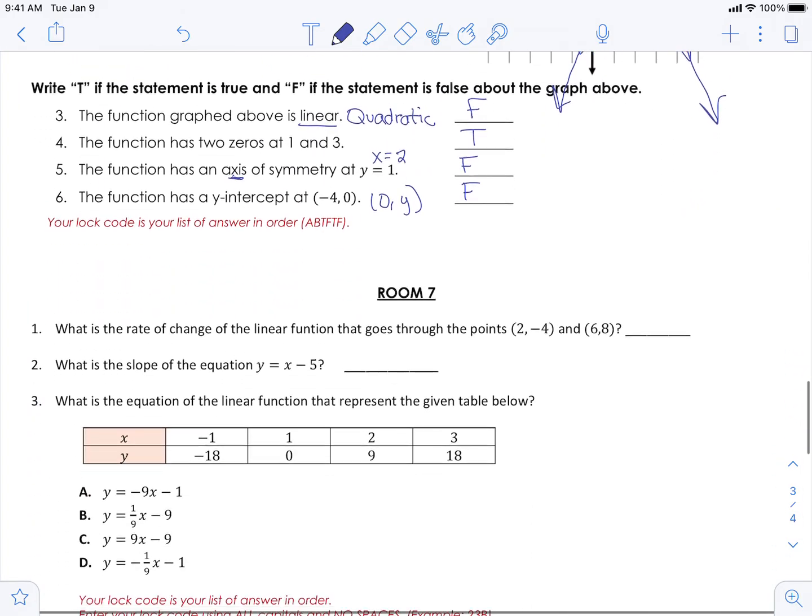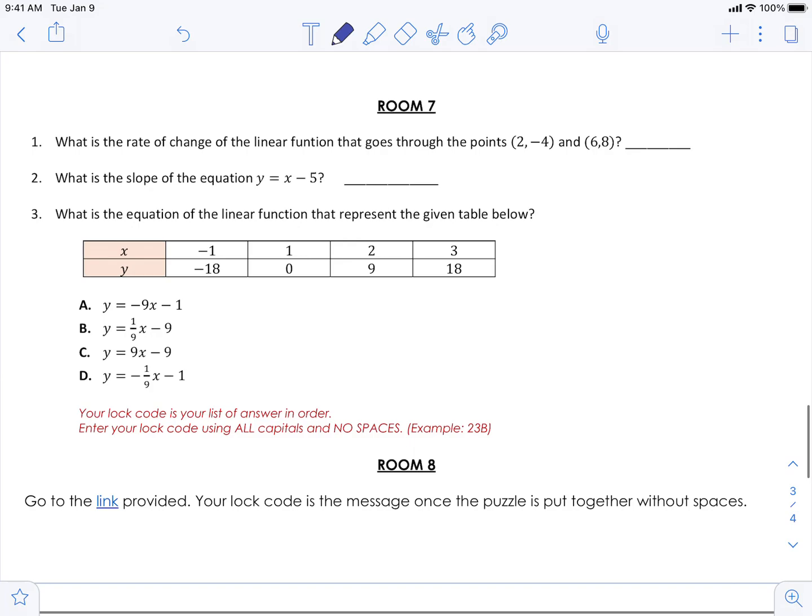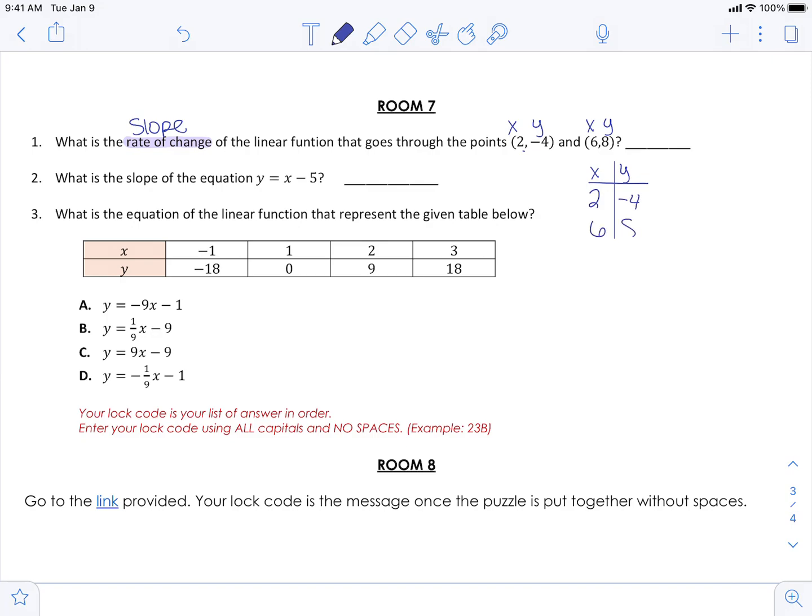Okay, so let's see what else we have. This is the last little bit. This is a review on how to use the calculator for these types of questions that you may see. It says, what is the rate of change of the linear function that goes through the points 2, -4, and 6, 8? So it wants us to find the rate of change, which means find the slope. So we're going to use our calculator to do so. Remember, this is our x value, this is our y value, this is our x value, this is our y value. It may be helpful if you make a little table. That way it looks the same when you use the calculator. So we have 2, -4, and we have 6, 8.